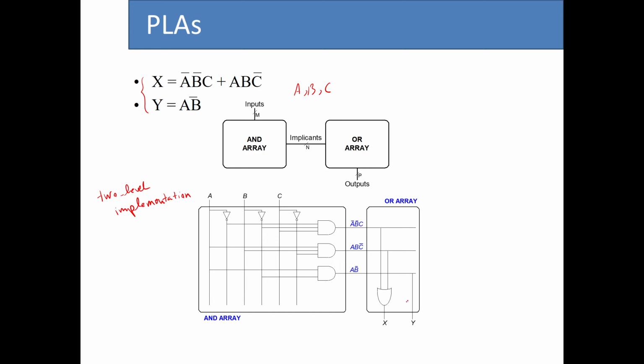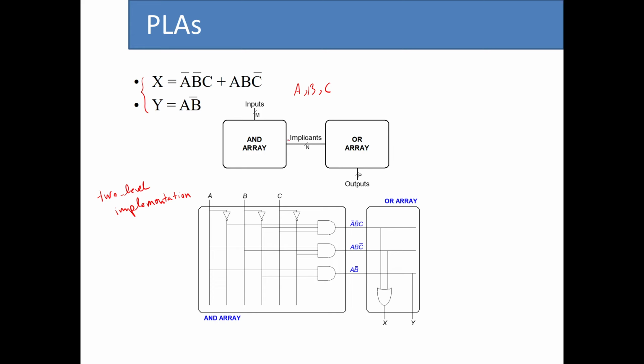For creating the final functions, x requires a 2-input OR gate to OR a bar b bar c and a b c bar. But y doesn't require an OR gate. Its output is simply a b bar. So this is a two-level implementation that we have seen before. We just called it a PLA, or a programmable logic array.